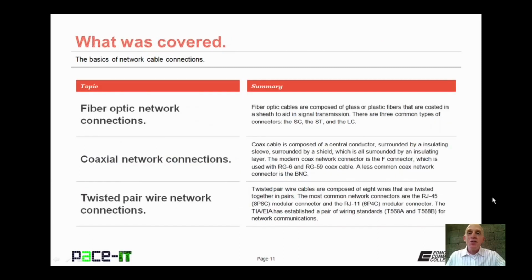Now that concludes this session on the basics of network cable connections. We talked about fiber optic network connections. We briefly talked about coax network connections, and we ended on the twisted pair wire network connections that are available to you.